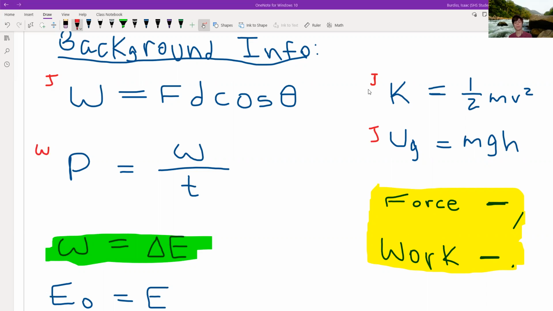Power is work divided by time, and it's in watts. And then we have the two energies that we learn about. Kinetic energy is 1/2 mv squared, and this is really just linear kinetic energy. It's measured in joules as well, just like work, because work is the change in energy. That's very important to know. And then potential energy due to gravity is mgh, or sometimes you see delta y, but that's the same thing as h.